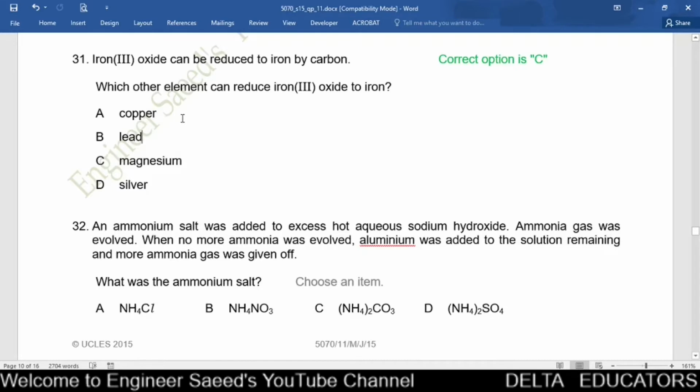Now if we check the reactivity series, magnesium is more reactive than iron. The other metals copper, lead and silver are less reactive than iron. So copper, lead and silver cannot replace iron from iron oxide. So only magnesium can replace iron from iron oxide. So we can use magnesium to reduce iron oxide to iron. So here correct option C.